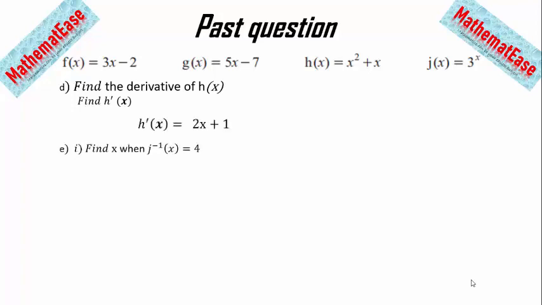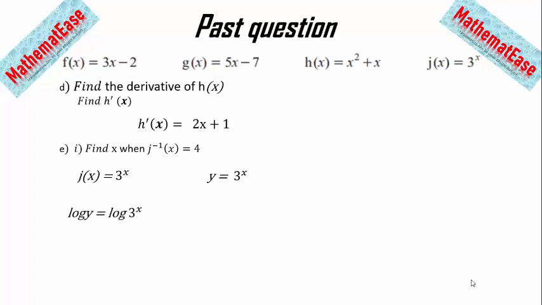Now I want to find x when j inverse of x is equal to 4. To answer this type of question, you need to find the inverse of j of x first. And to do that, j of x is equal to 3 raised to power x. As I said earlier on, you change j of x to y. So y is equal to 3 raised to power x. Then you find the log of both sides. Log y is equal to log 3 raised to power x.